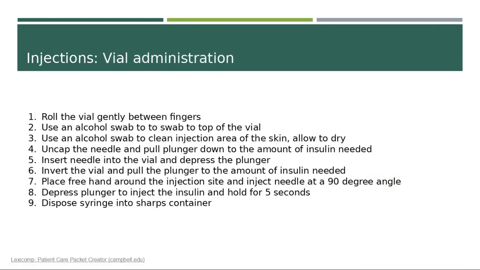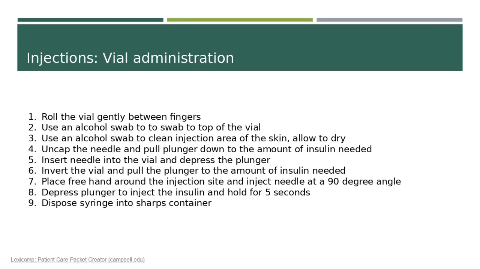First, I'll talk about vial administration. What you want to do is gather all your supplies and, like we said before, wash your hands thoroughly. You roll the vial between your fingers while inspecting it for particles, clumps, or weird colors. Then you'll uncap the insulin vial and use an alcohol swab to clean the top of the vial. And then you'll also use another alcohol swab to clean the injection area on the skin of the patient and allow that to dry.